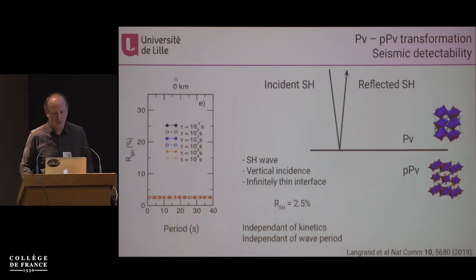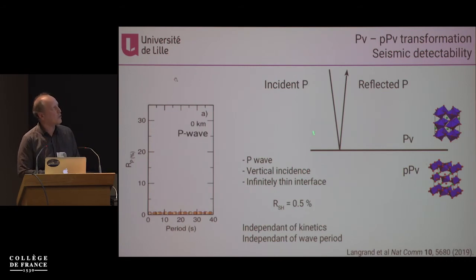So the reflection coefficient, when you go from Bridgmanite to post-perovskite, if you assume an infinitely thin layer and a sharp transformation between one phase and the other, is 2.5% for S waves, which is quite low. If you do the calculation for P waves, the reflection coefficient between Bridgmanite and post-perovskite is 0.5%. It's even lower.